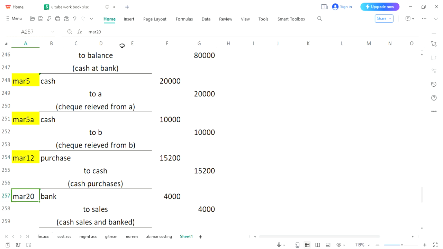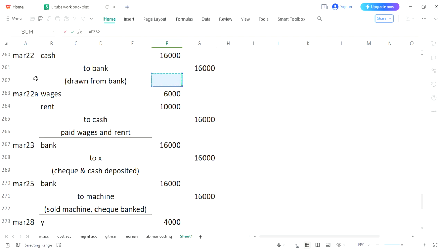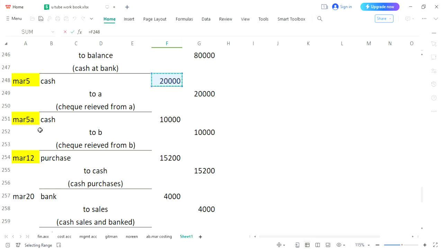Now March 20, where you can see that bank is present on the debit side. So we will choose the debit side, March 20, debit side of bank. Alright guys, now look at this, bank is debit by 4,000.